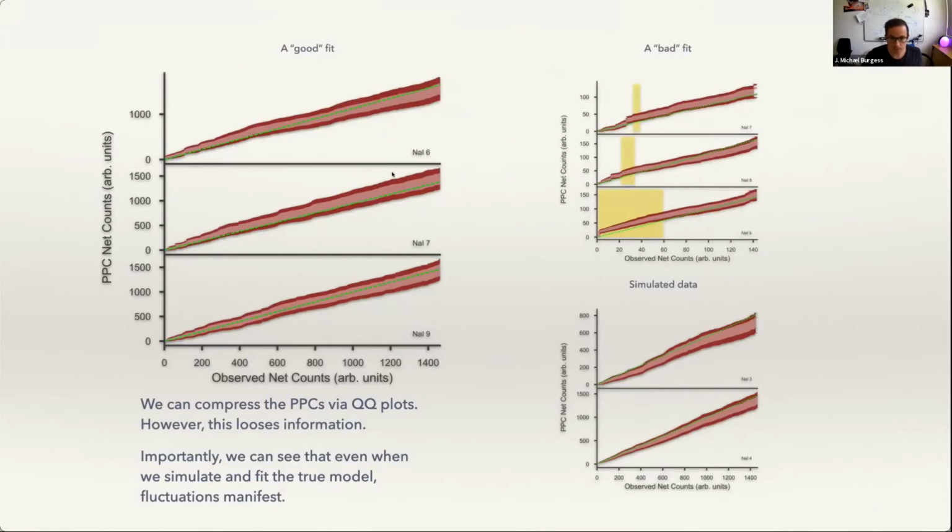And so we can see a bad fit when you get a deviation from this, and this is what these look like even when you simulate and fit the true model. So that's how we ran through and checked that all the fits were working.